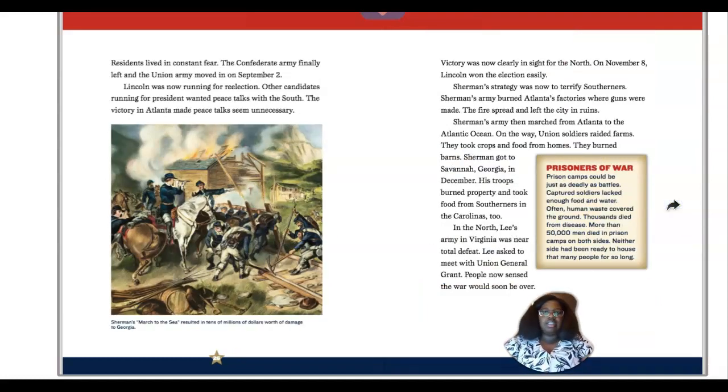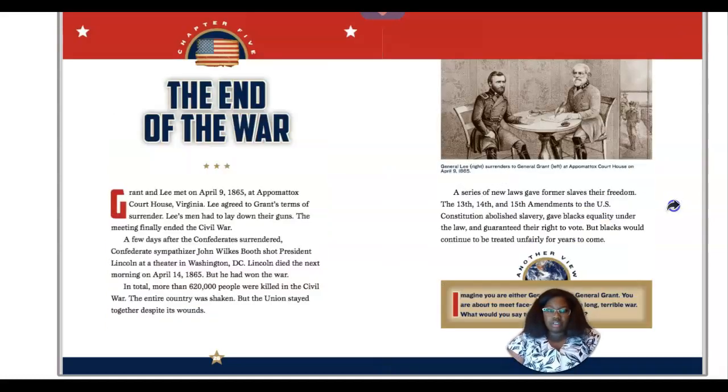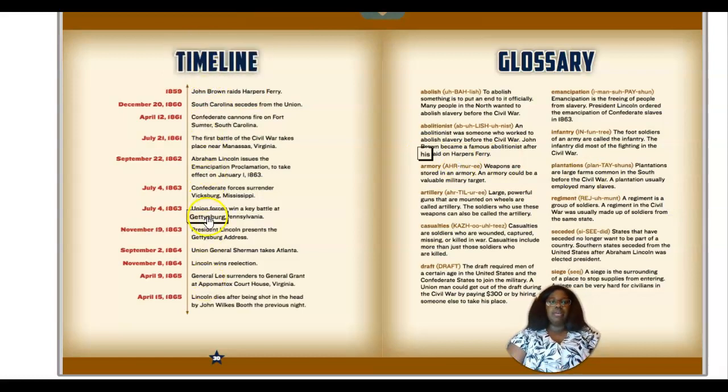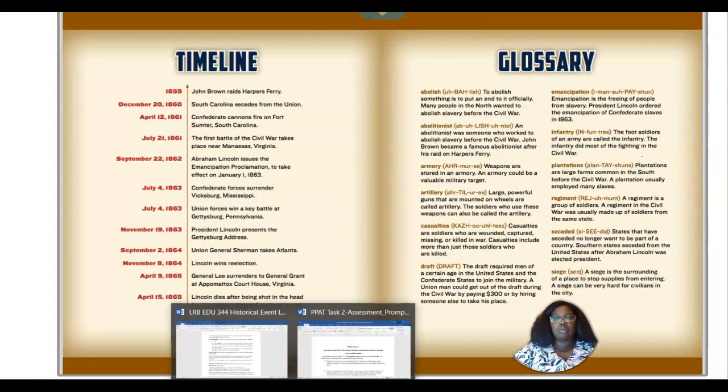All right, and here is just other information about the war. And this is the end of the war. Here is a timeline, and I also provided one, but this is of more than just the North Carolina state. So it includes South Carolina, Manassas, Virginia, Vicksburg, Mississippi, Gettysburg, Pennsylvania. So it includes more than just North Carolina. And here is the glossary. So everything was included with the book.